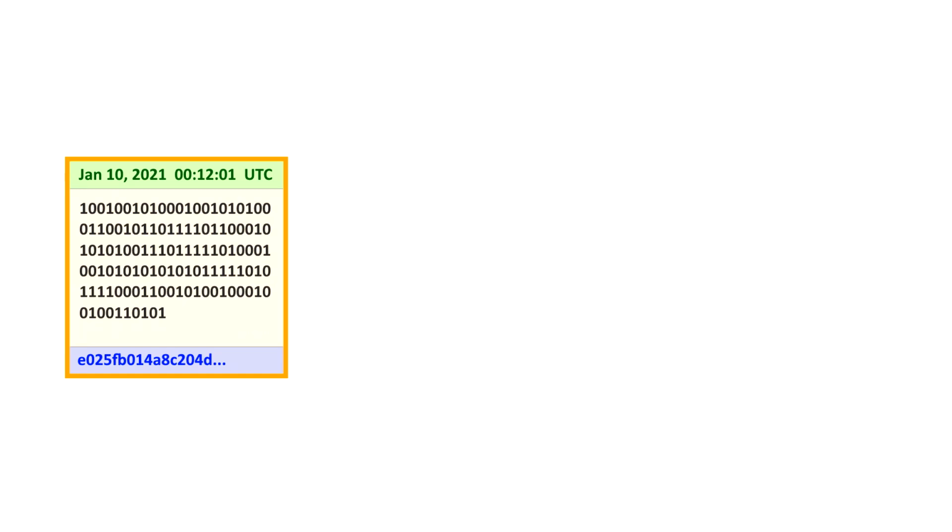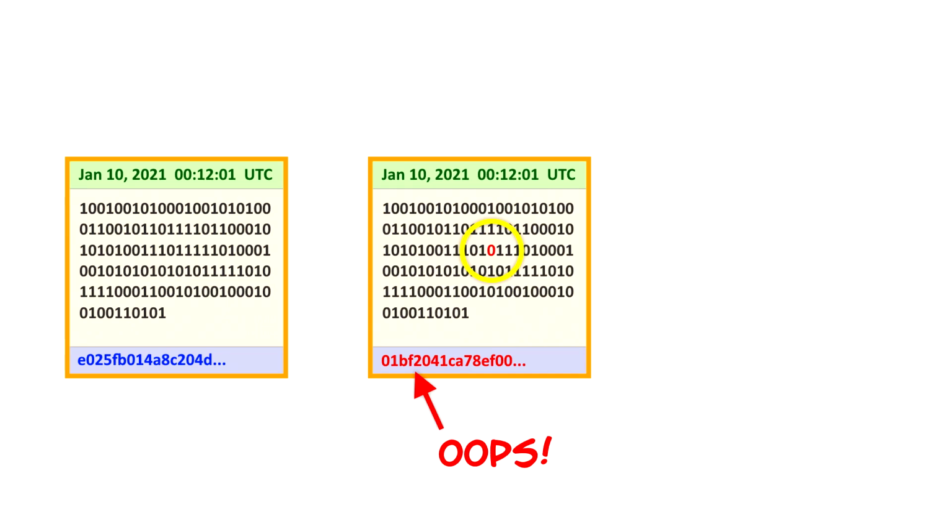Okay, what happens if I take that same block of data, but I modify a single bit? I take one of the ones in that data string and flip it to a zero. If you run the same signature function on the timestamp and the data with that one flipped bit, you end up with the signature in red. Oops, it's 01BF204, whereas on the left, the blue signature is E025FB. So changing just one little bit in megabytes, even hundreds of megabytes of data, the signature will be completely different.